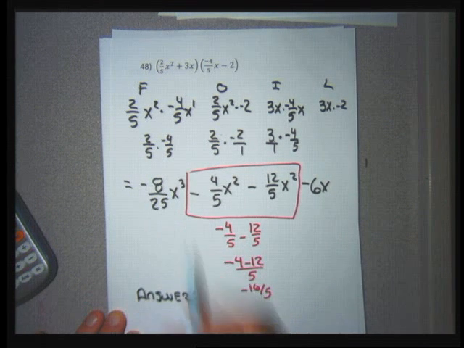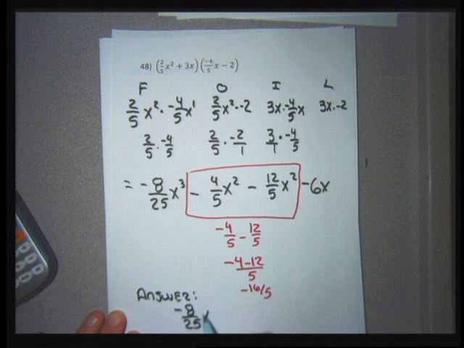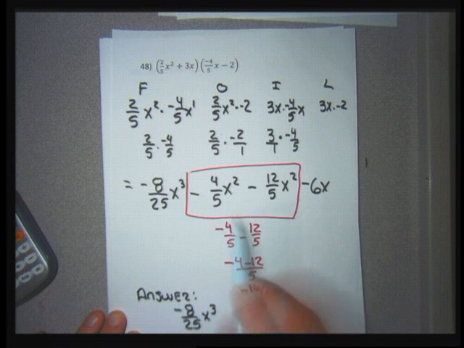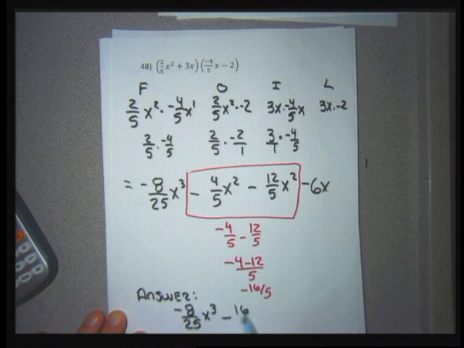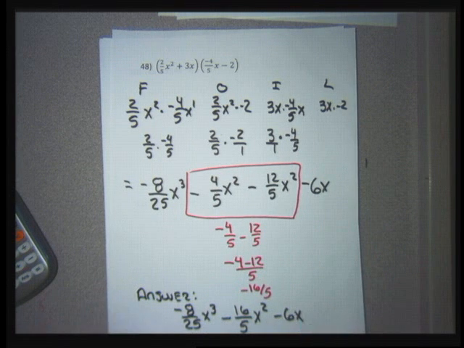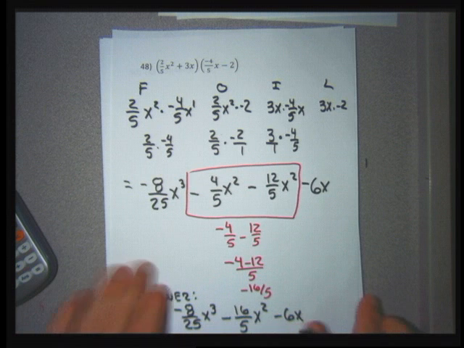So for my answer, the negative 8 over 25 x cubed has nothing to combine with. It should be written first because it has the highest exponent. And then these two gave me a negative 16/5 for the coefficient. And when you're adding or subtracting, you don't change the exponent on the letter, so you get a negative 16/5 x squared. And I'm going to bring down the negative 6x. That's the best I can do for that problem. It's messy because of the fractions, but again, you could do the fractions with your calculator, so they shouldn't keep you from getting, if it's on a test, 100%.